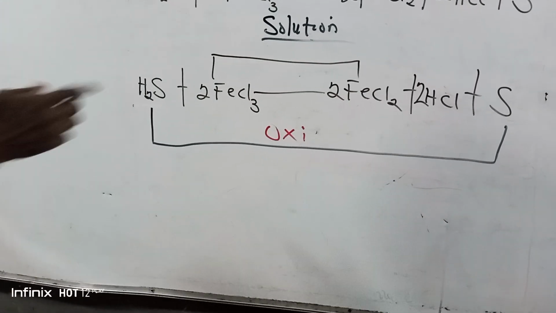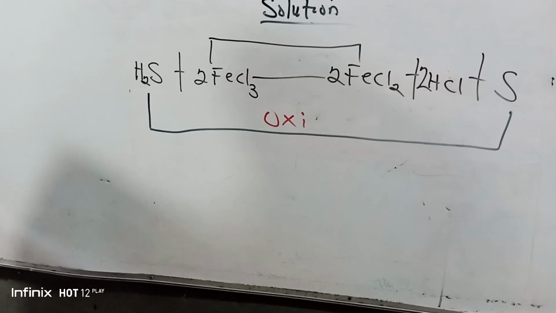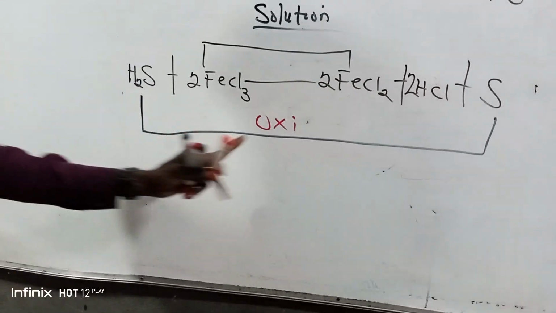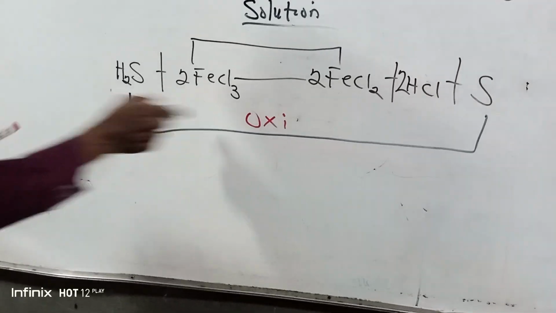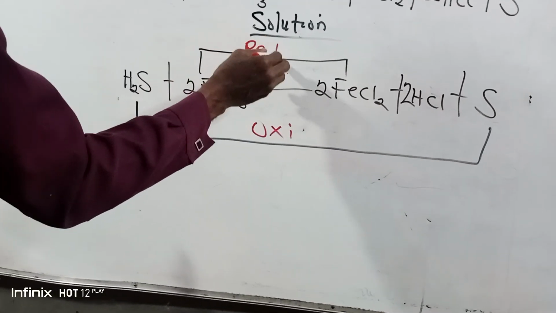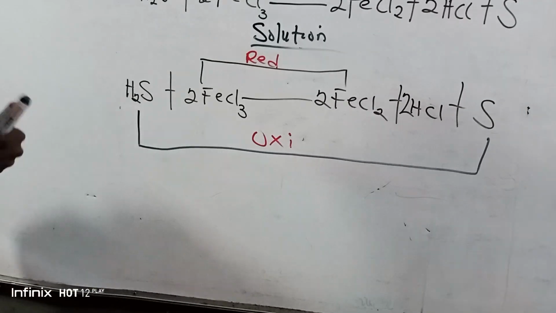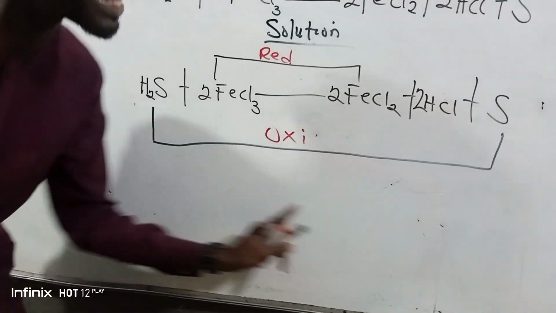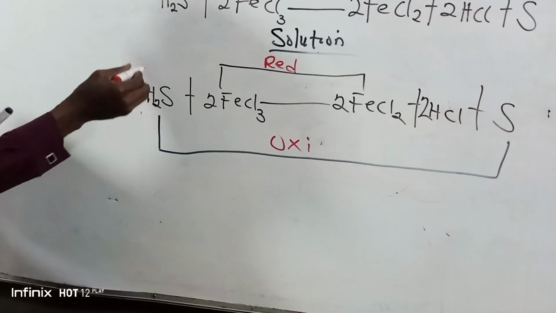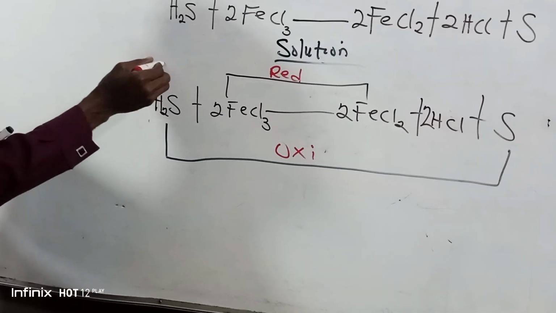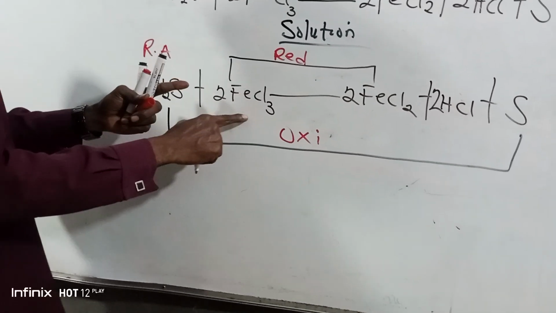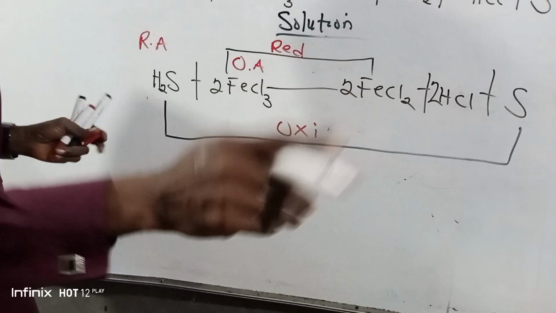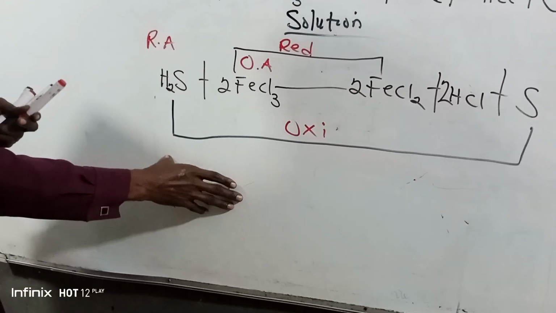So, hydrogen has been removed from hydrogen sulfide, so hydrogen sulfide comes to form sulfur. It means hydrogen sulfide has undergone the process of oxidation, and the iron 3 chloride will undergo the process of reduction. But what I want us to understand is, in a redox reaction, the species that undergoes oxidation is known as the reducing agent, while the species that undergoes reduction is known as the what? Oxidizing agent.